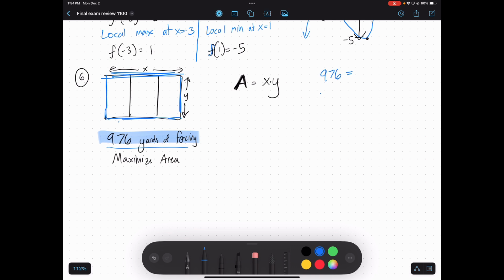976 is equal to, right? Since it's a total amount of fencing, I'm going to set that equal to how I would actually calculate my fencing. How many x values do I need? 2 x values, right? For the top length and the bottom length. And then plus, how many y values do I need? 4. I need one right here, one right here, one right here, and one right here.